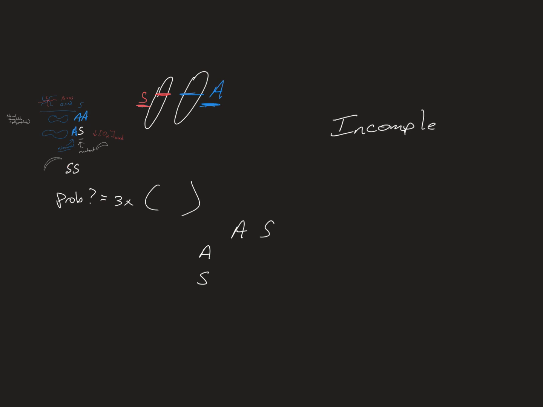In incomplete dominance or codominance, it's easy to get them confused. That's why they do ABO blood group and this, because ABO blood group is codominant for sure. A and B are codominant, O is recessive.